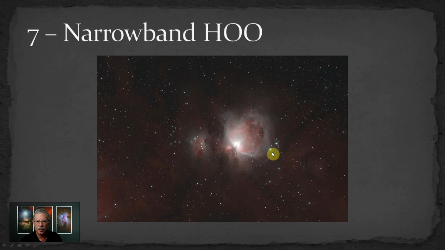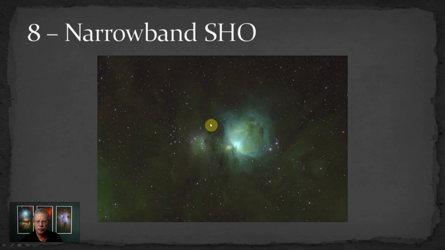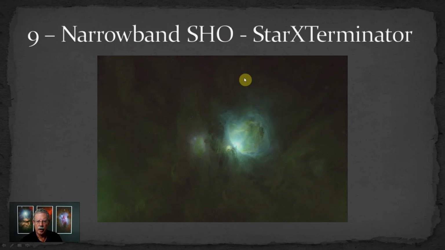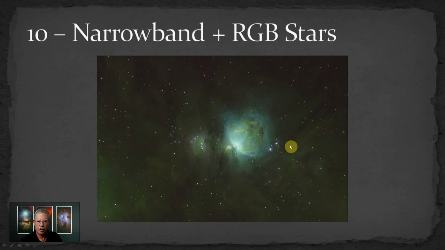We'll also create an SHO version, the sulfur, hydrogen, and oxygen, which is the classic Hubble palette. Pretty green with Orion because of all of the hydrogen. We can subtract the stars from that, again using Star Exterminator, and then we can drop that underneath our nice small RGB stars to create a narrowband image with RGB stars.